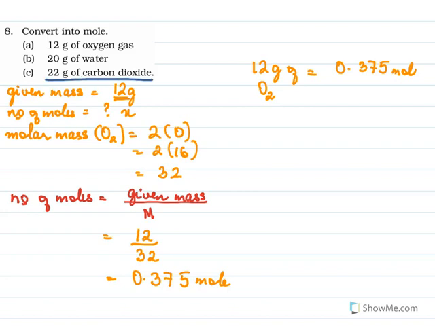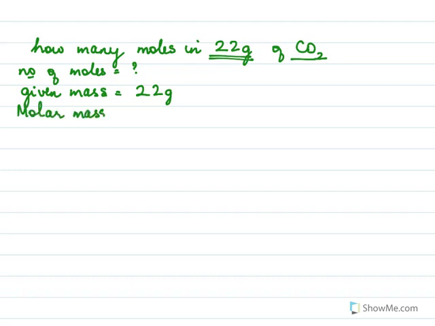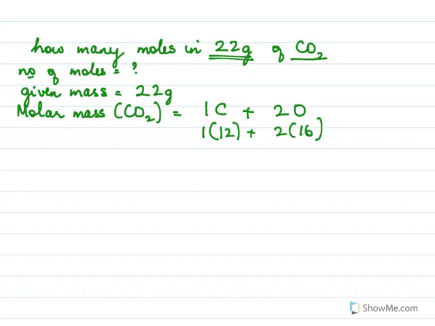Next, convert into mole 22 gram of carbon dioxide. So how many moles in 22 gram of carbon dioxide? So we need to find number of moles, that is the question. 22 gram is given mass. So molar mass of carbon dioxide. Carbon dioxide is made up of 1 carbon plus 2 oxygen. 1 carbon is 12, that is fixed. Oxygen is 16. So we have 12 plus 32, that is 44 gram.